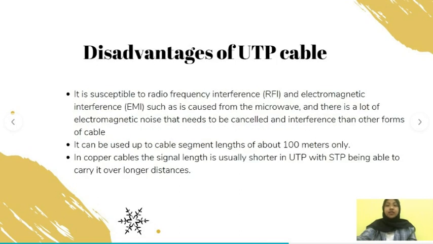The disadvantages of UTP cable: it is susceptible to radio frequency interference, RFI, and electromagnetic interference, EMI, such as that caused by microwaves, and there is a lot of electromagnetic noise that needs to be cancelled, with more interference than other forms of cable. It can be used up to cable segment lengths of about 100 meters only. And lastly, in copper cables, the signal length is usually shorter in UTP, with STP being able to carry it over longer distances.